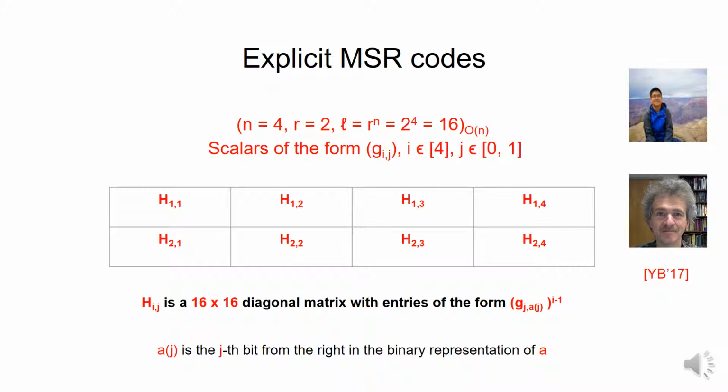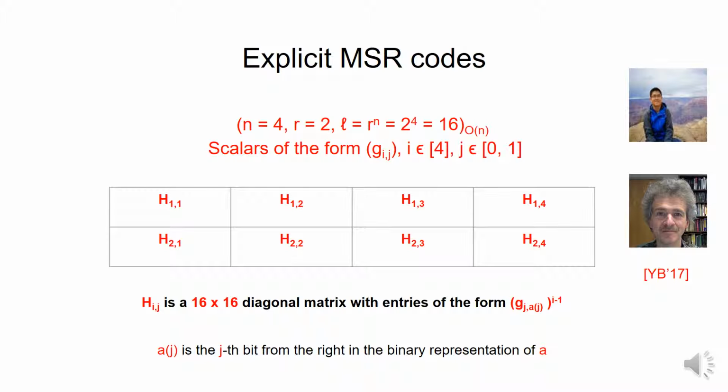And I also have scalars of the form gij, where i is there for each node, basically from 1 to 4, and j is from 0 to 1. You will see how I'm going to use them. And these exist. It's not too hard to see that these can exist in a finite field of almost linear size. Now, the way I'm going to define this code is using a parity check matrix.